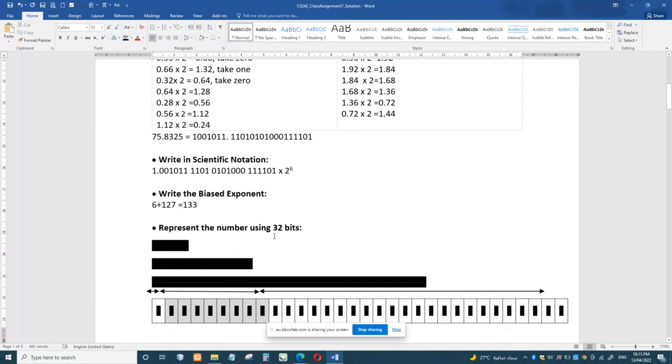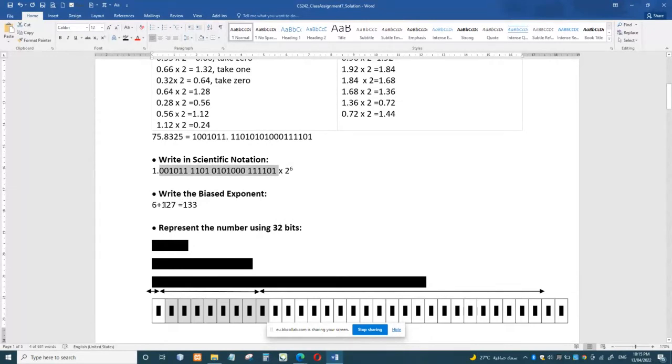So now let's represent the number 75.8325. First, we have to convert it to binary. Then you have to write it in scientific notation. Then you have to find which one is our exponent, and which one is our mantissa. And now the exponent needs to be converted to the biased exponent.